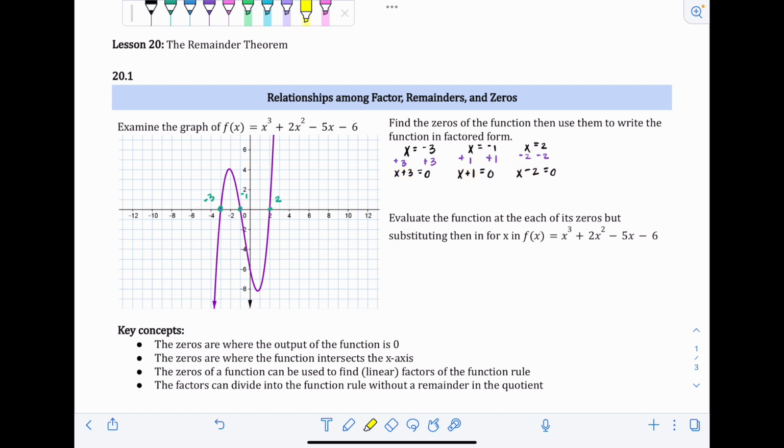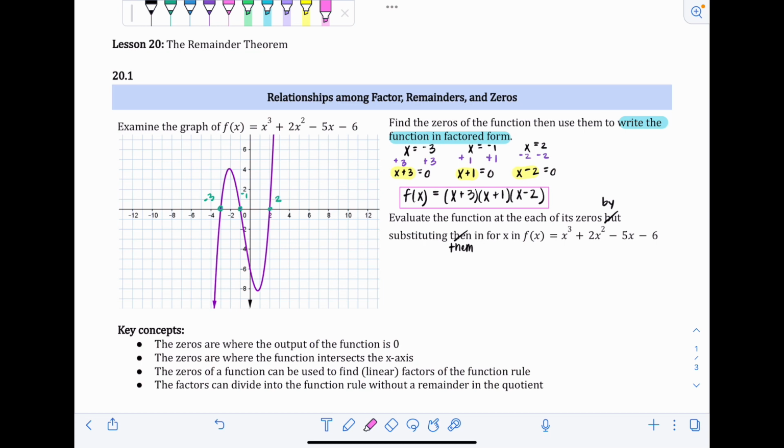And then finally, the goal for this part of the problem was to write the function in factored form. So that means I just have to take each of my 3 factors and multiply them together. So it would be f of x equals x plus 3 times x plus 1 times x minus 2. And this is my answer for that first part of the problem: f of x equals x plus 3 times x plus 1 times x minus 2.